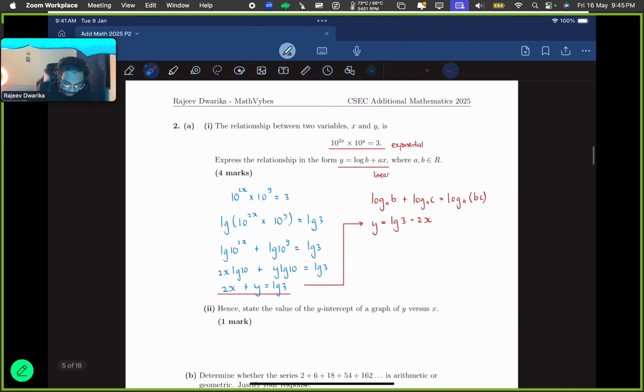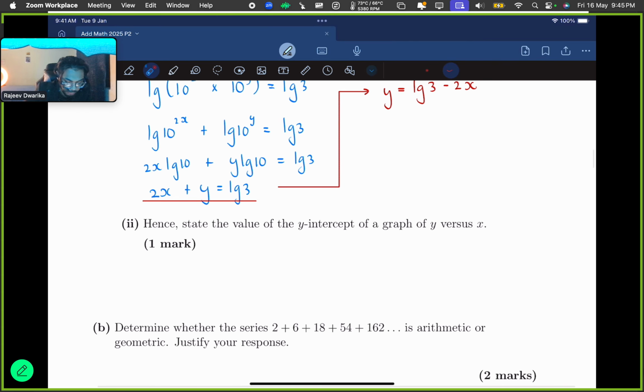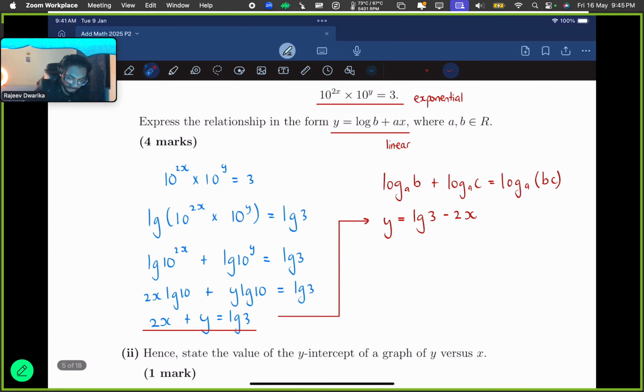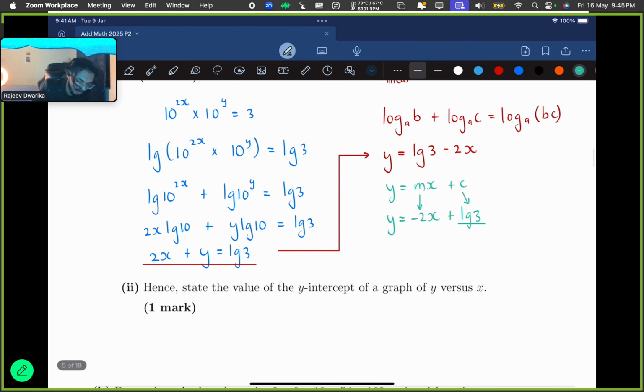That is okay. Right. Hence, state the value of the y-intercept of a graph of y versus x. So check this, right? If I were to rewrite this in the form y is equal to mx plus c, I would say y is equal to minus 2x plus log 3. Can you see it? Yes, sir. And so the gradient will be negative 2 and the y-intercept would be? Log 3. Right.